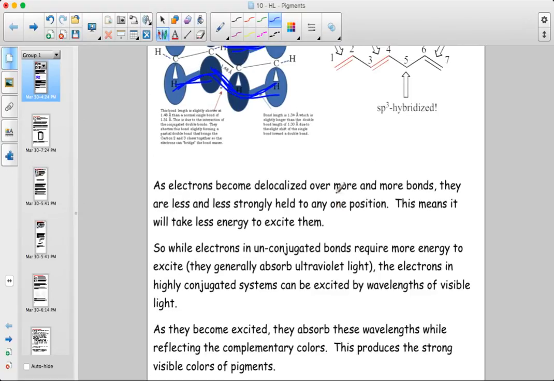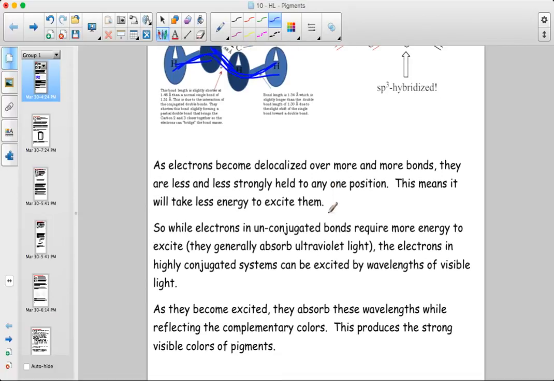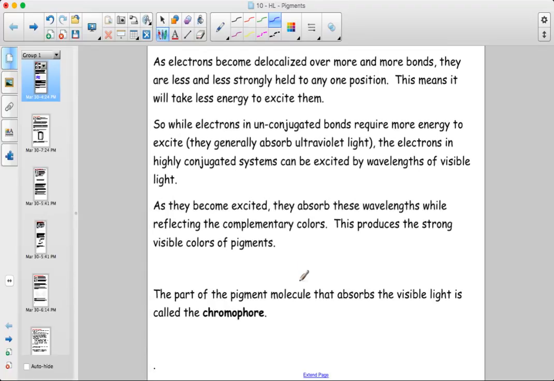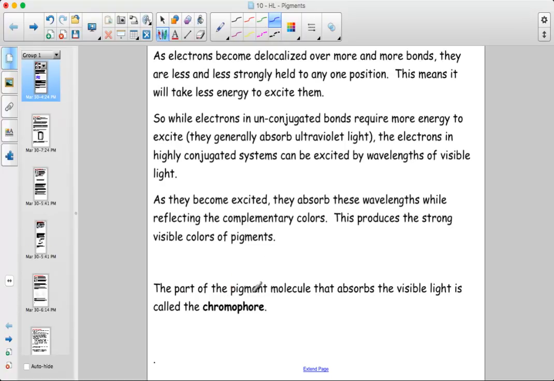So when these electrons have visible light shone on them, they can absorb some of the wavelengths. That causes them to be excited and move to slightly higher energy states. And as they absorb those particular visible wavelengths, they end up reflecting the complementary colors. So it produces very strong visible colors in these pigment molecules. The part of the pigment molecule that actually does the absorbing of the visible light is called the chromophore.